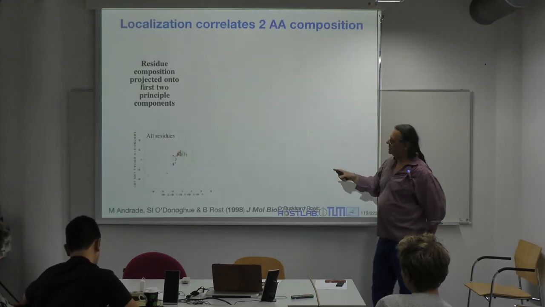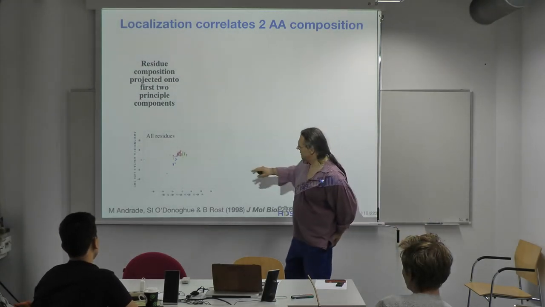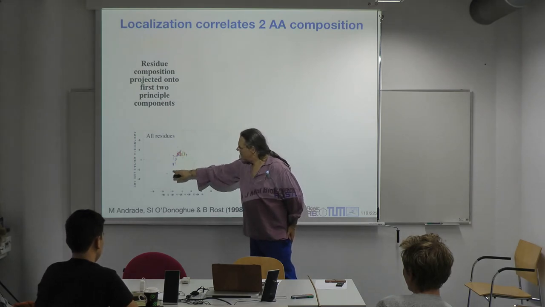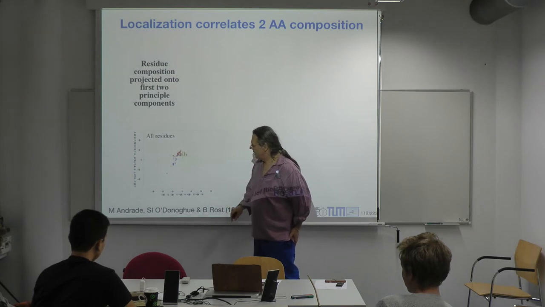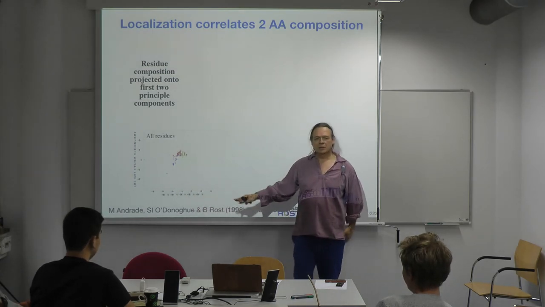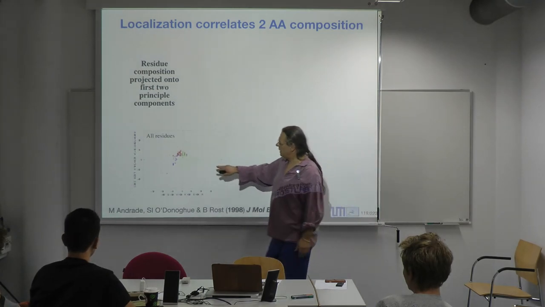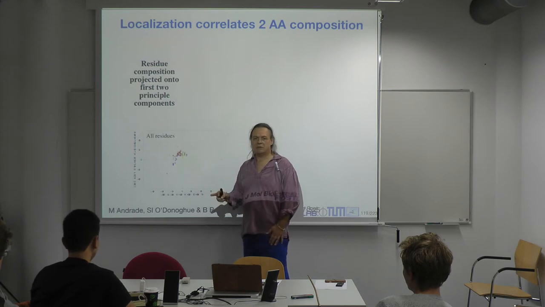And let's see, and I'm sorry for the quality, there's nothing I can do about it except apologize. Green is nuclear, blue is extracellular, red is cytoplasmic. This is an eigenvector composition for the 20 amino acid composition. And you see that somehow they cluster. So there's green here between two patches of red.